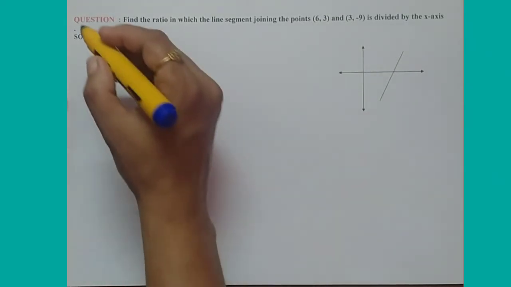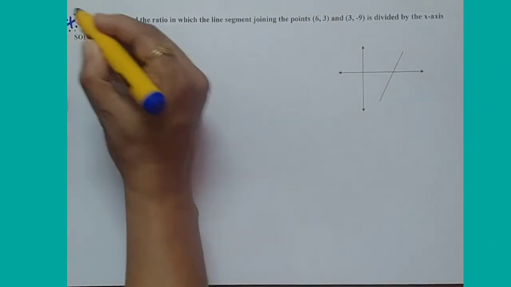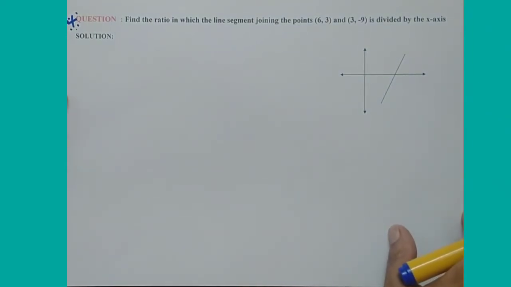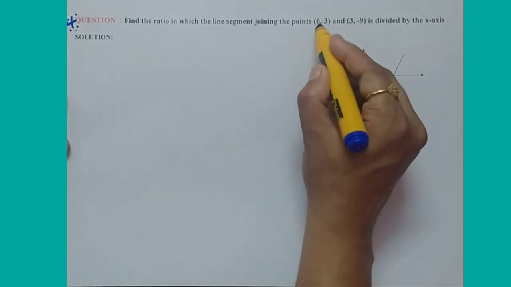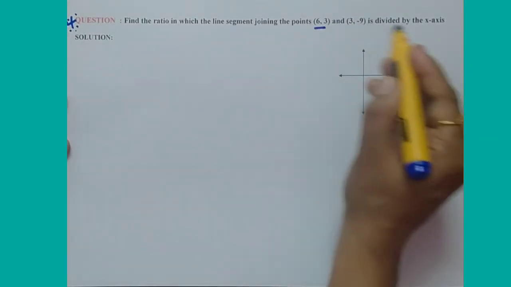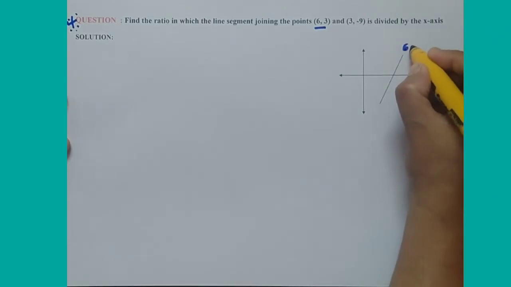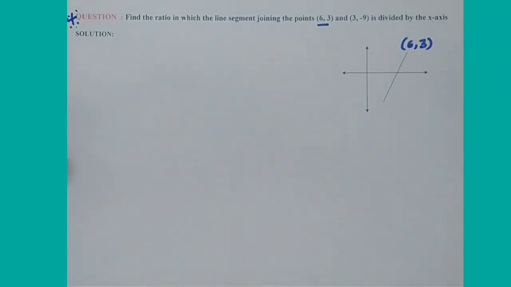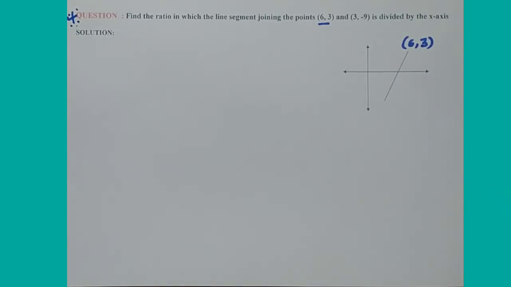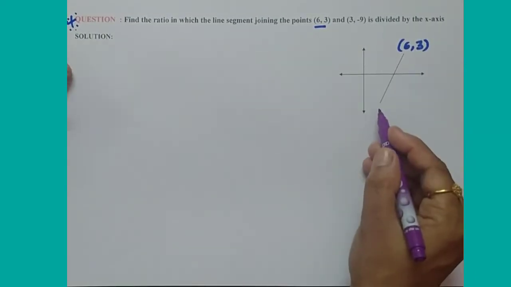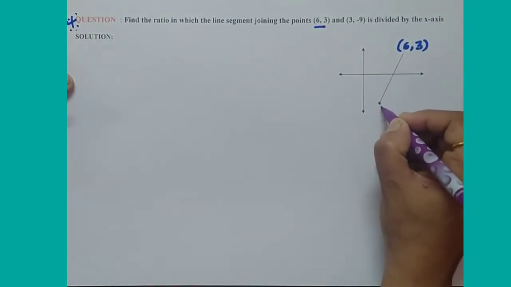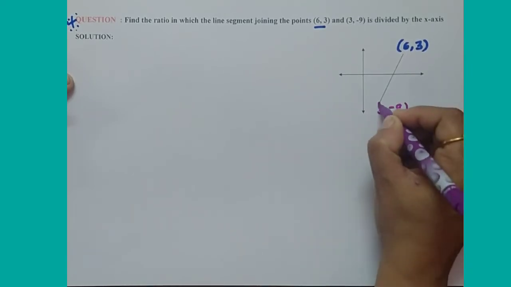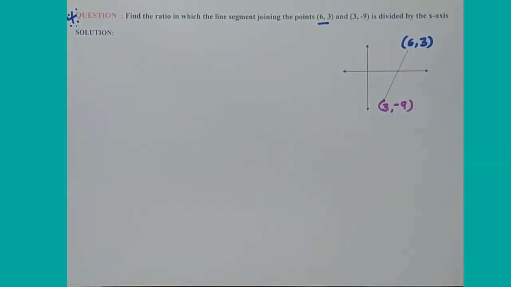Now, that's also a very important question. Look at the speciality of this question. Find the ratio in which the line joining the points 6, 3 and 3, -9. What about the point 6, 3? As both the coordinates are positive, it will be a point in the first quadrant. I am going to mark the point 6, 3 in the first quadrant. But what about the point 3, -9? It is a point in which the x value is positive and the y value is negative. So, roughly I am going to mark the point 3, -9 in the fourth quadrant. Am I right? But the condition is that you are asked to find the ratio.